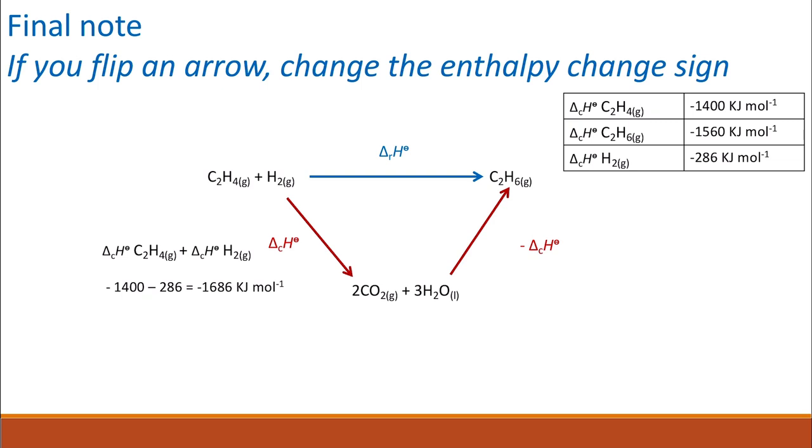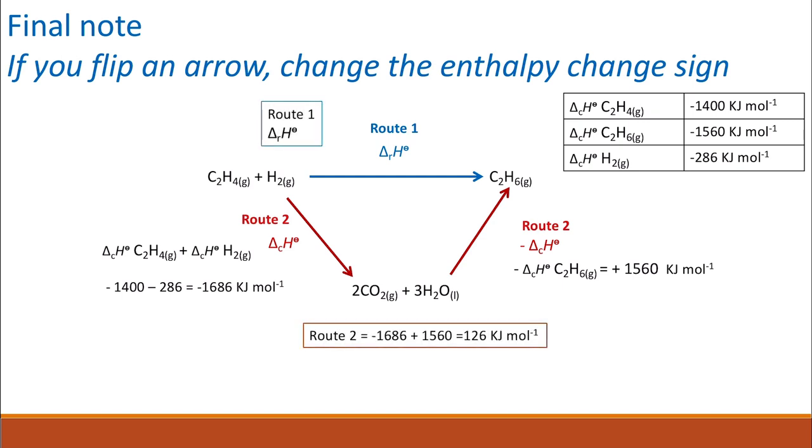And now instead of using the enthalpy of combustion of minus 1560 for ethane, we're going to use the minus of that value. So it's going to be plus 1560 kilojoule per mole. Now note that there has been a change in the routes, so follow the arrows to find route 1 and route 2 and the different enthalpy changes for both routes. You can do your rearrangement and then you're going to get the exact same value for the enthalpy change of the hydrogenation of ethene. That's it for Hess's law.